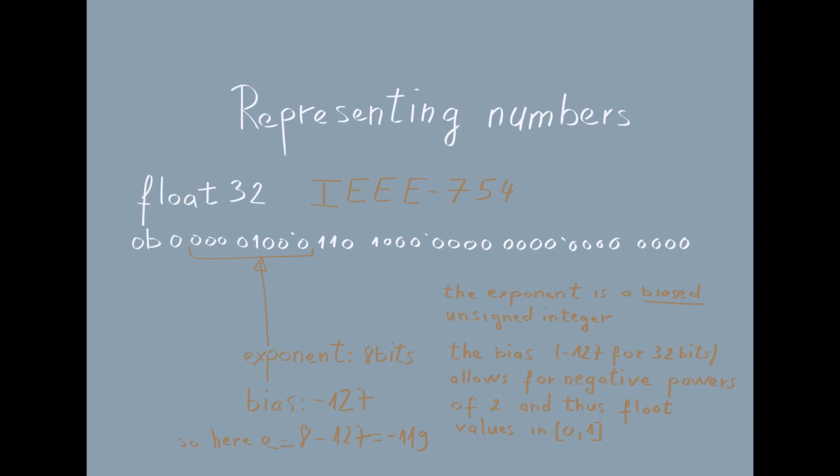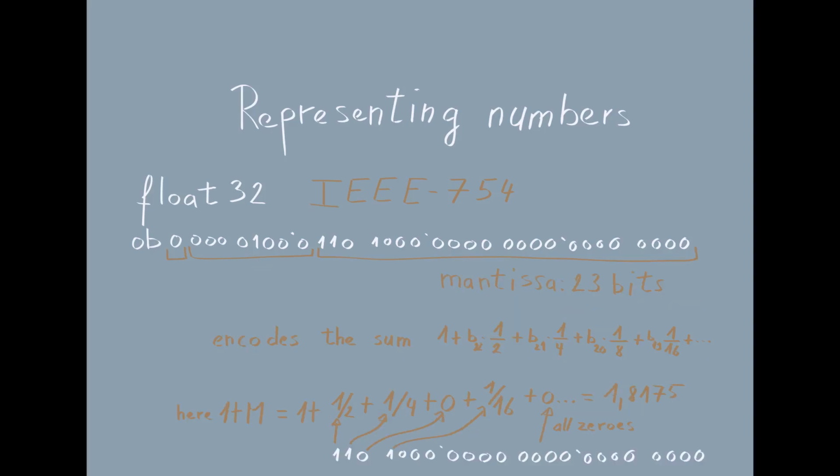The exponent is an 8-bit unsigned integer. I'll show later how we'll compute 2 to the power of e. For now, let's keep in mind that it's an integer, and we always subtract 127 to have the possibility to have negative exponents. So here we have minus 119. The mantissa encodes the sum of negative powers of 2, so 1 plus 1/2 plus 1/4 plus 1/16 equals 1.8175.